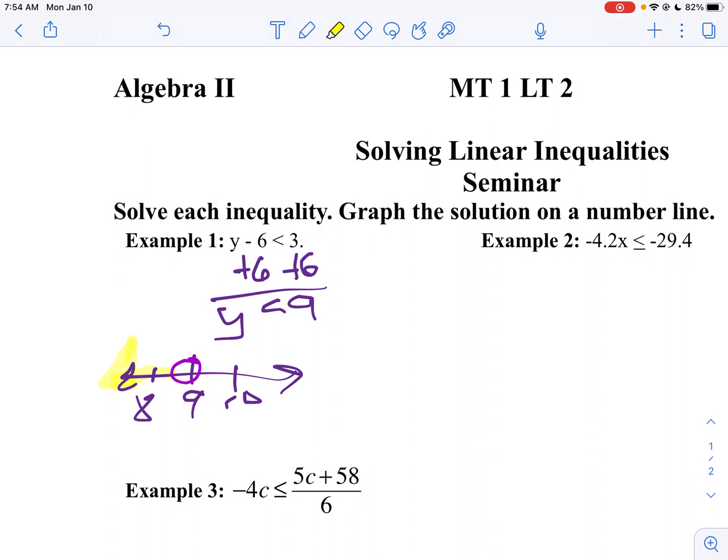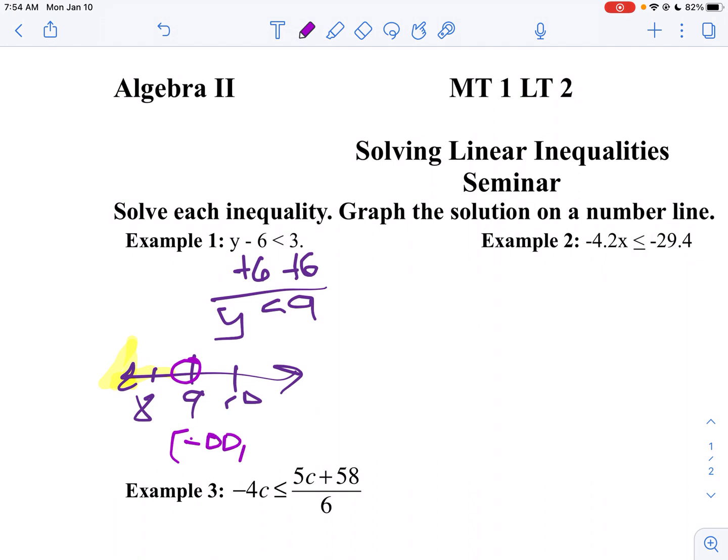Now you might want to write this in set builder notation. In set builder notation, we write it as a set, and we always put it in order. So since I'm less than, I want to go all the way to negative infinity. We always have a parentheses with negative infinity because you can never reach infinity.